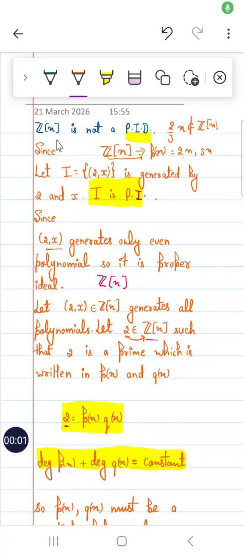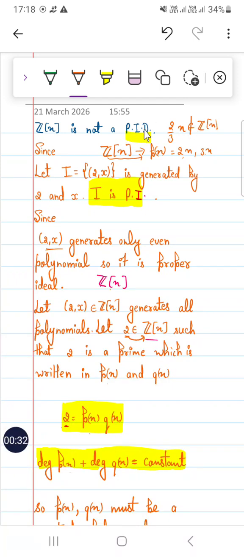Hello friends, today we will discuss why Z[x] is not a principal ideal domain. Firstly, we will see what Z[x] is and what a principal ideal domain is. Z[x] is the set of all polynomials with integer coefficients, like 2x, 3x, 5x, 6x. But in this polynomial ring there is no polynomial of the type 2/3 x, because it is a rational number, so it is not in Z[x].